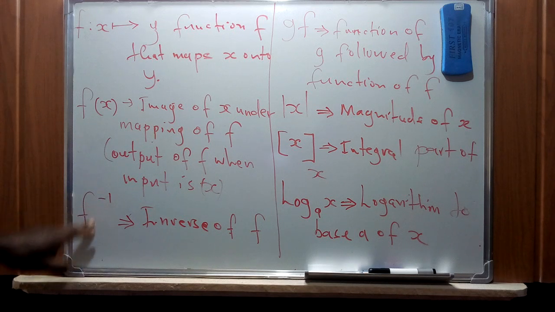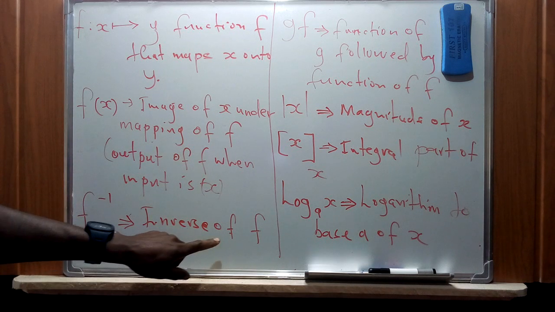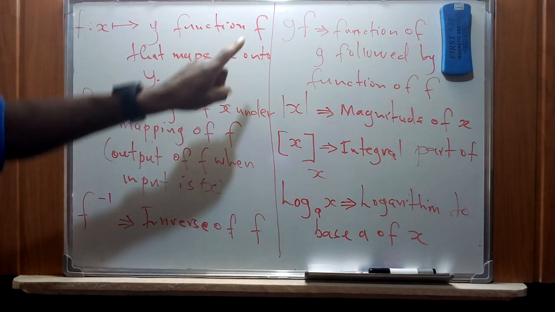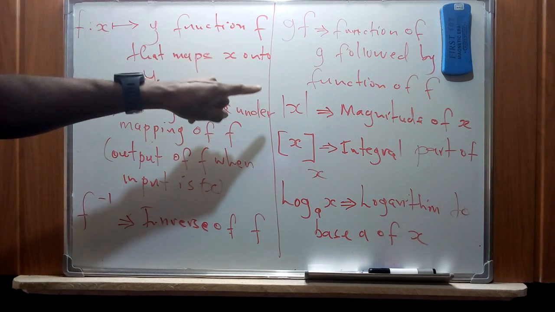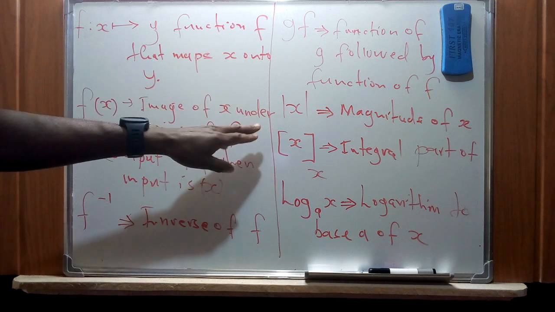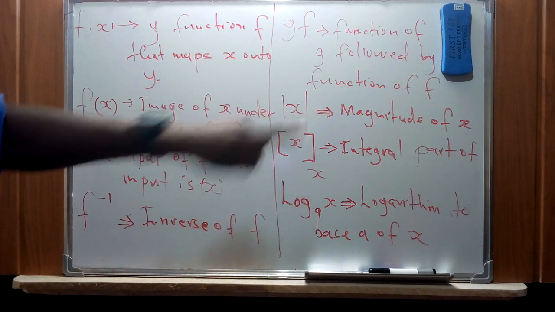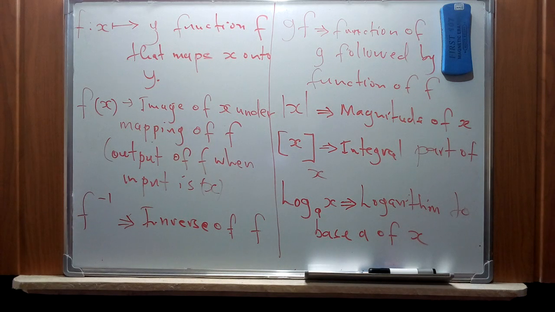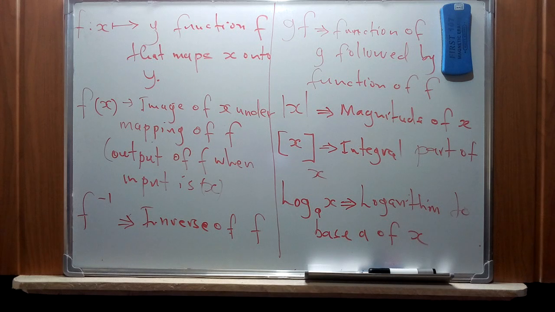So in that case, the third one we said is this f with a negative superscript, the inverse of f. This symbol refers to the inverse of f. And then g of f, I said they can be interchanged. That's a function of g followed by a function of f. It's a combination of two functions. The two slashes around x refer to the magnitude of x, and then the integral part of x is given by those square brackets, and then lastly I've talked about the logarithm to base a of x, which is given by that expression.